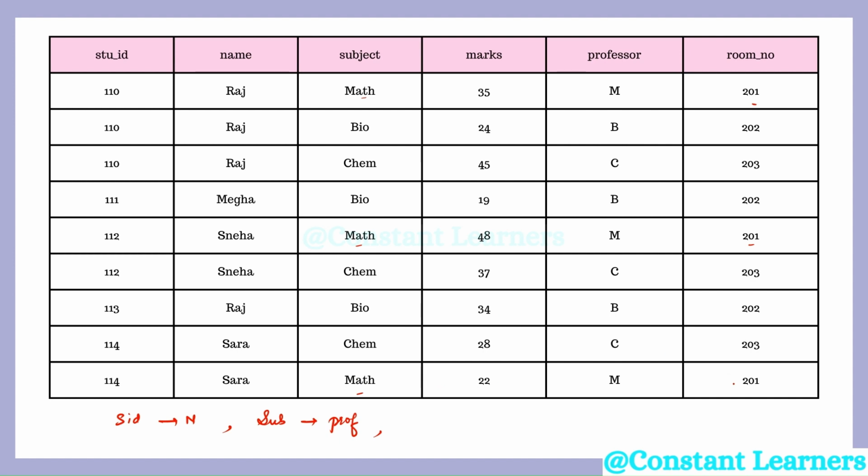Here also we have math class and the room number is 201, right? So we can say that subject is also determining room number. This is another functional dependency.